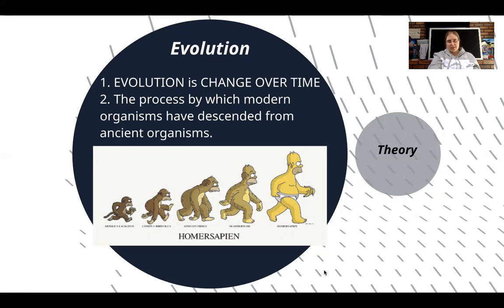Kind of like this picture from The Simpsons. I really like this one. Is Homer sapien. So we start off with the very ancient ancestor, the monkey, or a particular type of monkey, and then you end up with the Homo sapien.